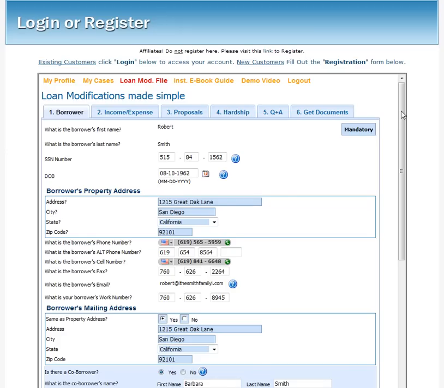Hello and welcome. We will now review the software in detail to give you a close-up look at the product you are purchasing. The first tab is Borrow Information.